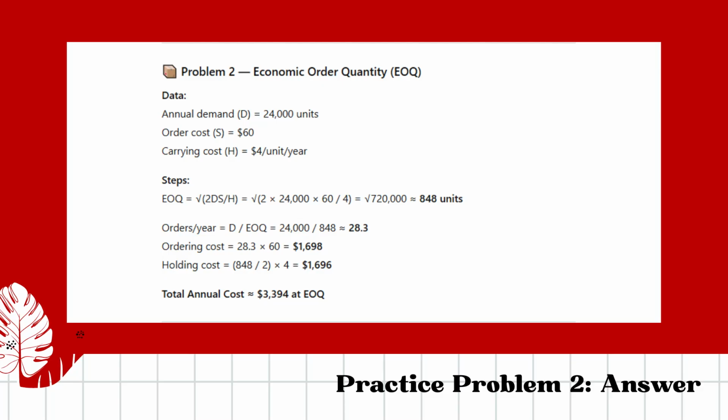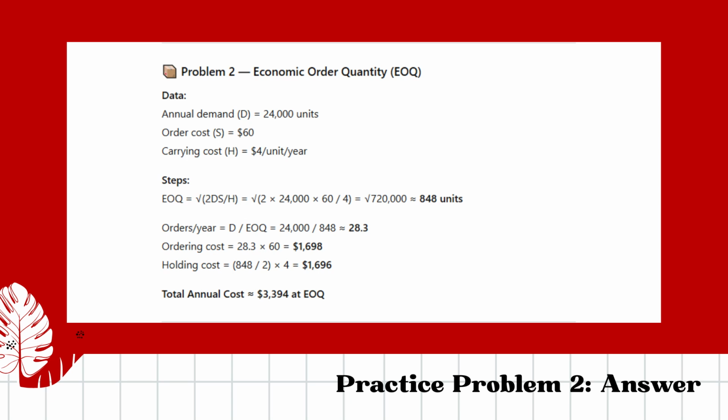Problem 2. Economic order quantity, EOQ. A distributor sells 24,000 units per year. Each order costs $60 to place, and the annual carrying cost is $4 per unit. We need to find the most economical order size and the total yearly cost of ordering and holding inventory.